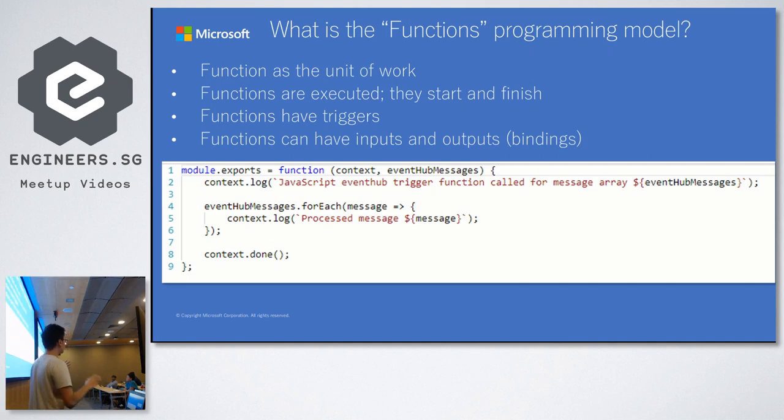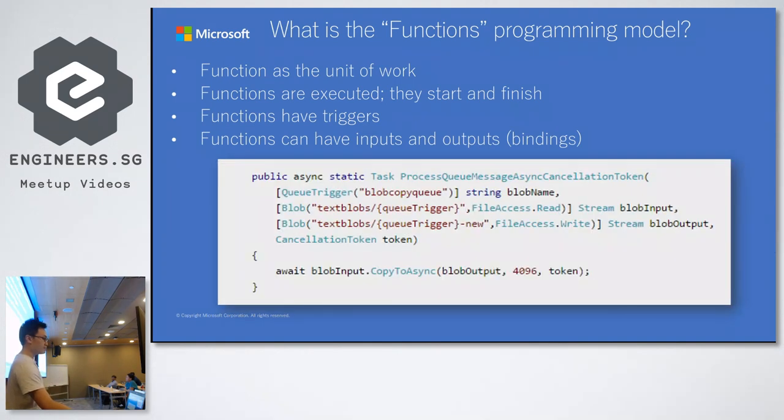So all these functions essentially have a trigger. The trigger will either have an input binding or an output binding. And then again, C# will look something like that, where you actually call a queue trigger, you have a blob to receive the queue, and then you have a blob output. So you can have multiple inputs and multiple outputs coming in and out of your functions to do the processing necessary.